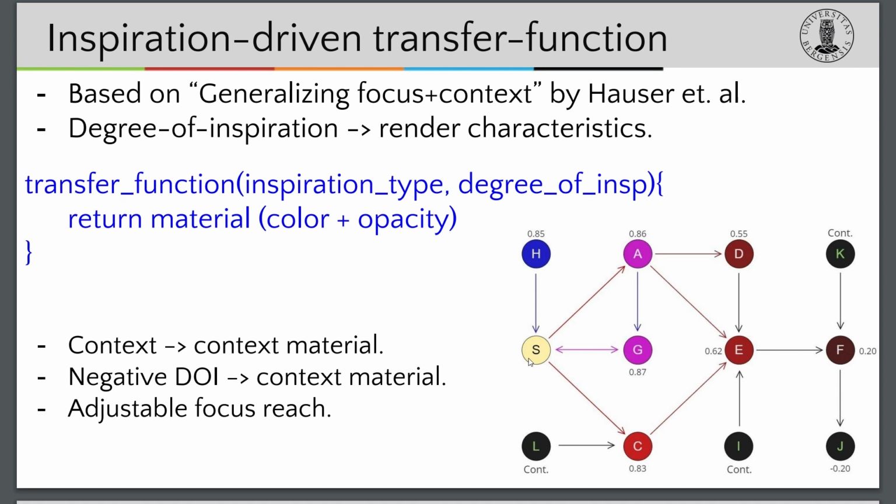So for all the nodes that can't be reached and therefore are not part of the focus, you can assign a context material. So here L, I, and K cannot be reached, so they are assigned the same context material. But also, if a node gets a negative degree of inspiration value, you can assign it a context material as well. And this will let you adjust the reach of the focus by adjusting the K values.